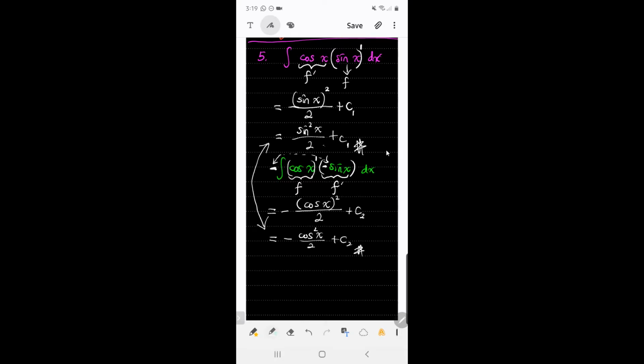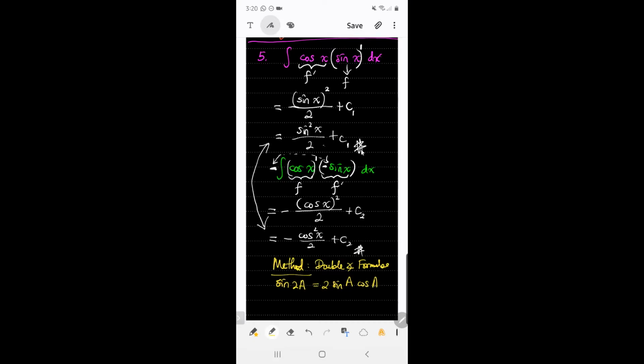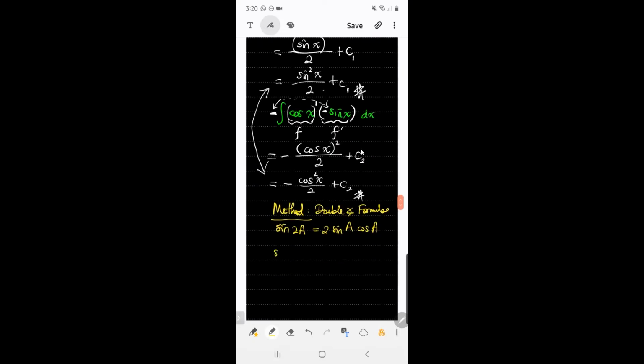Now I have a third way of solving the same problem here. The third way of solving this is not using the power rule, but by using a trigo identity. The method is by using the double angle formula. You know that sine 2a is equal to 2 sine a cos a. Most of you know this. Therefore, I rearrange, I would get sine a cos a is equal to 1 over 2 sine 2a, right? So I'm going to use this one.